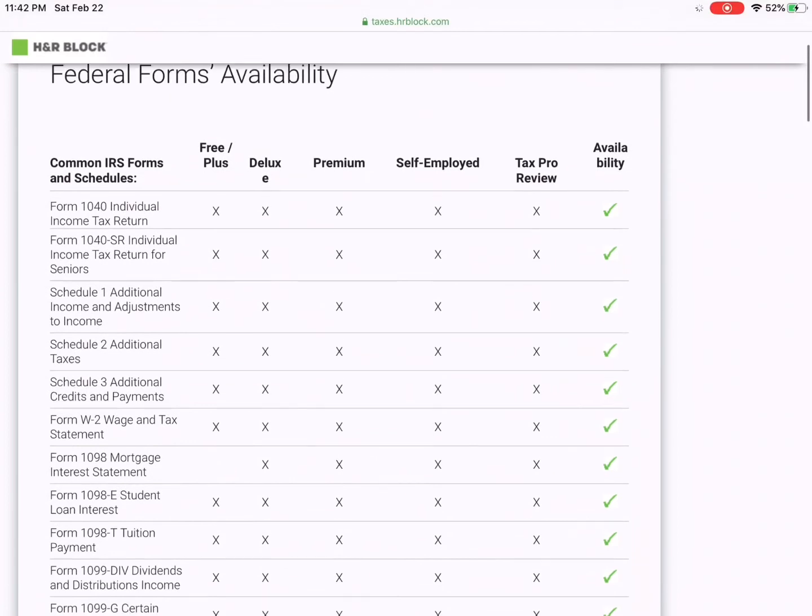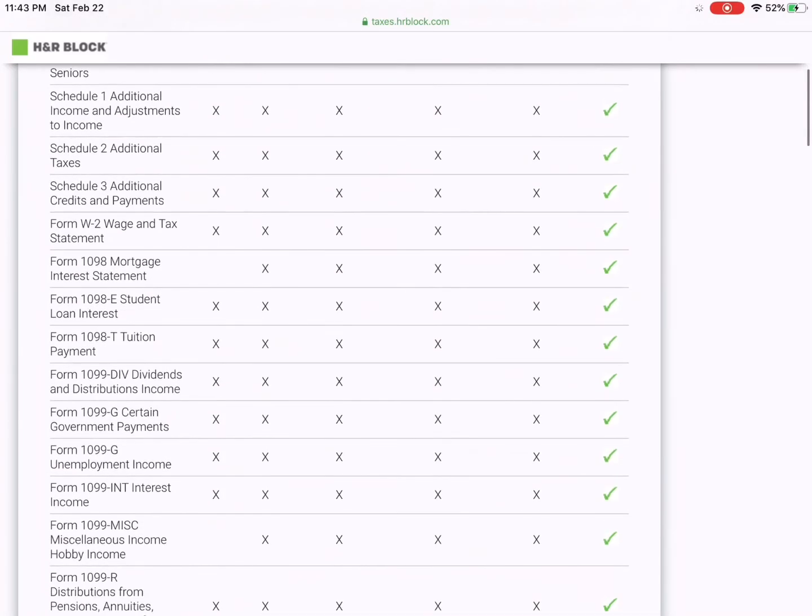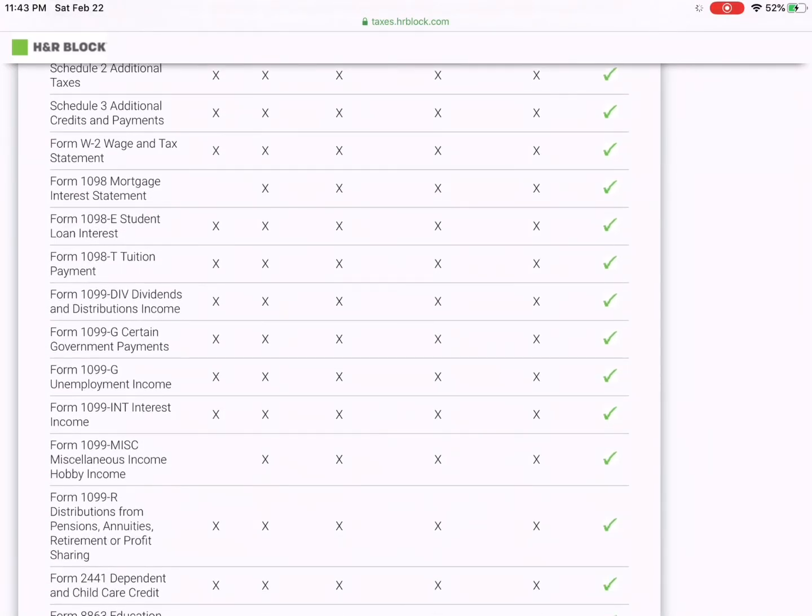As we scroll down, you'll see the mortgage interest statement. It is not supported with free. You'll have to upgrade to Deluxe or Premium. As we keep going, 1099 miscellaneous. So if you did any type of work and you were a contractor and not an employee, you can't do free anymore.